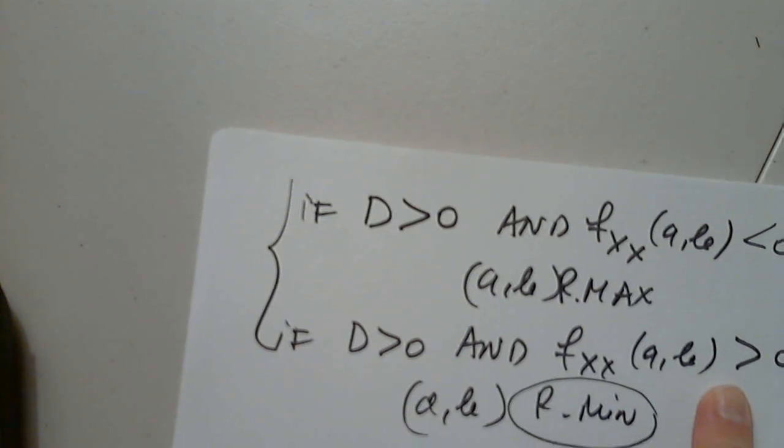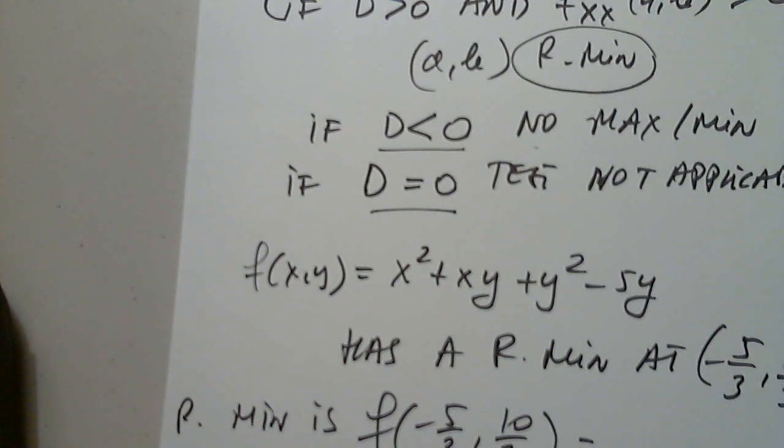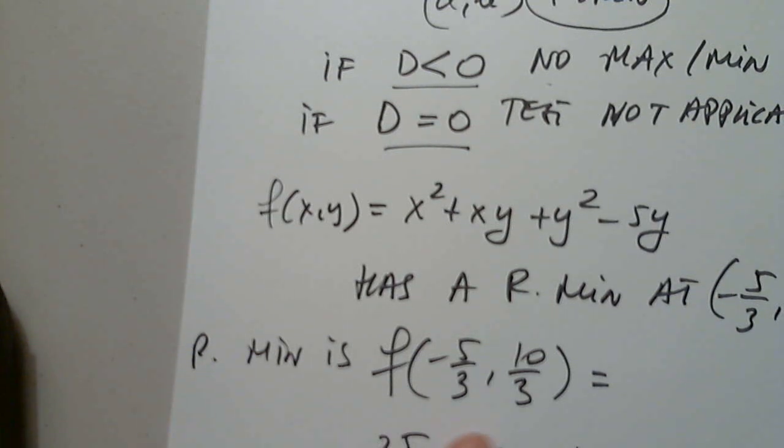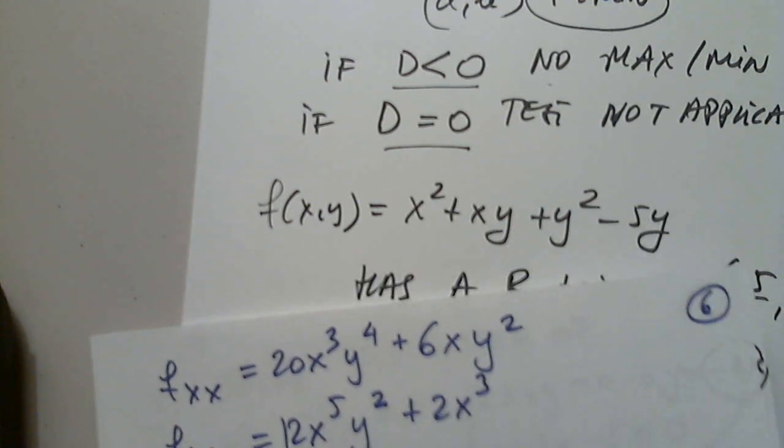It's like a puzzle. Since we found that it's a positive number, we said, okay, that point, negative 5/3, 10/3, is a relative minimum. Because the d number is positive, and because fxx was positive as well. So now, what is the minimum, or the relative minimum, of course? I have to calculate it. Okay, so let's choose. It's a lot of calculations, but not difficult. So please choose another problem. I would like to illustrate with another problem.